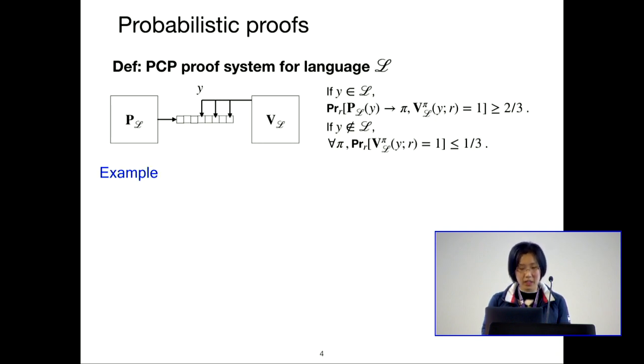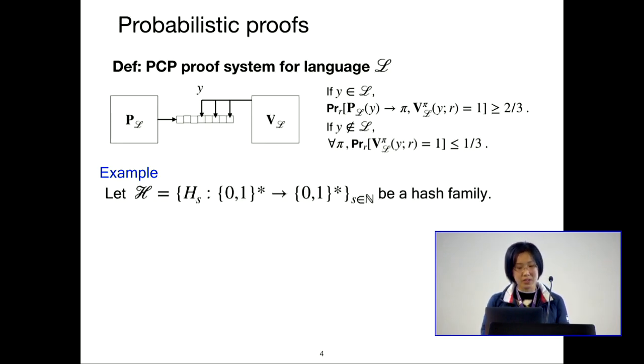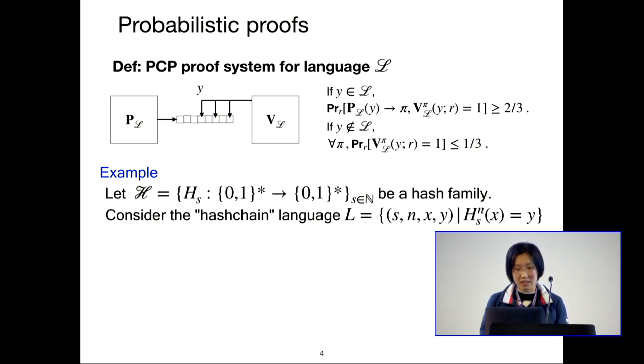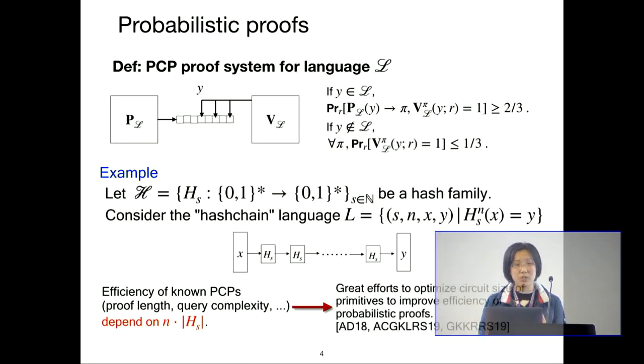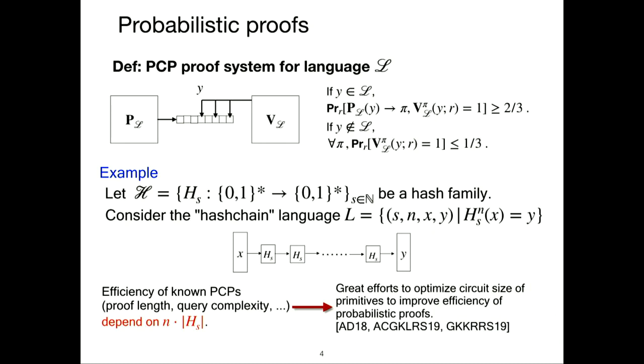Now we're going to look at an example of a language that arises in practice. First we define script H, which is a family of hash functions. From here we can define the so-called hash chain language that consists of the tuples (s, n, x, y), such that when you apply the hash function H_s to x n times, you get the output y. If we were to construct PCP proof systems for this language using known techniques, the efficiency of these PCPs would depend on n times the circuit size of the hash function. Because of this, a lot of work has been put into trying to optimize the circuit size of primitives, like the hash functions, to improve the efficiency of the probabilistic proofs.